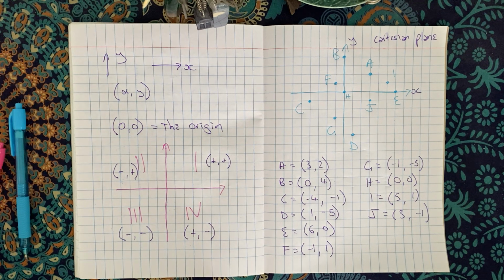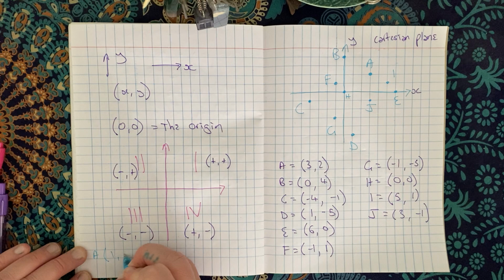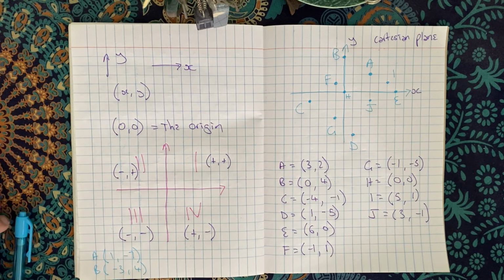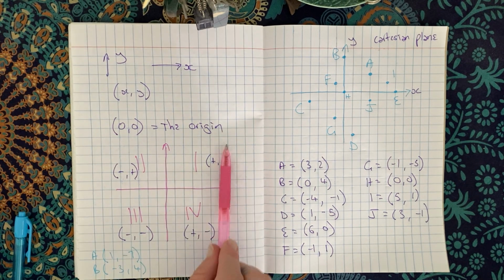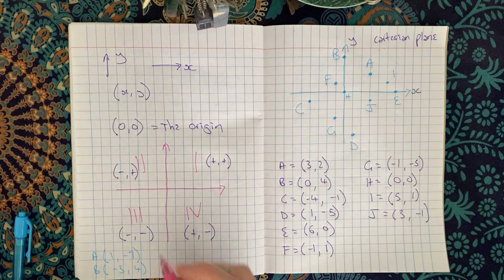So if you get given some values, let's say that I gave you, we'll call A 1, negative 7, and we'll call B negative 3 and 4. And I want to know which quadrant they're in. So I'm just going to have a look at my little symbols and say X has to be positive, which means it's got to be on this side. So it's one of these two, but then Y has to be negative. So it's down here. So that means A would be in quadrant 4.